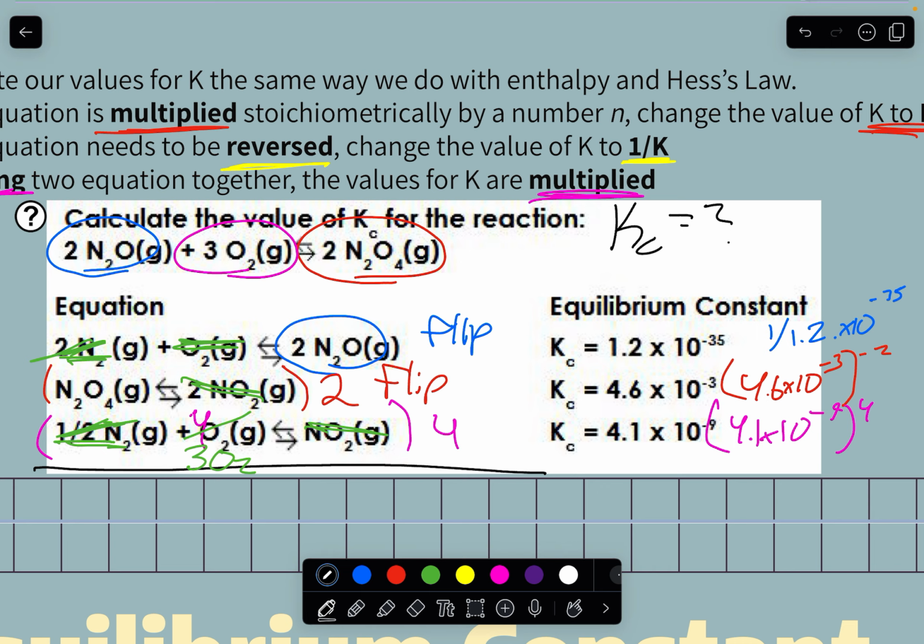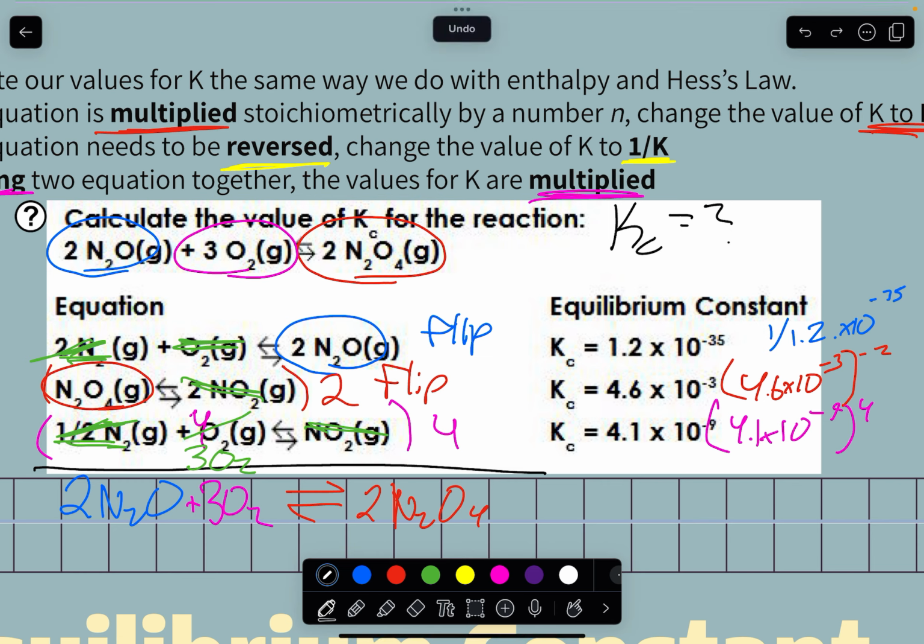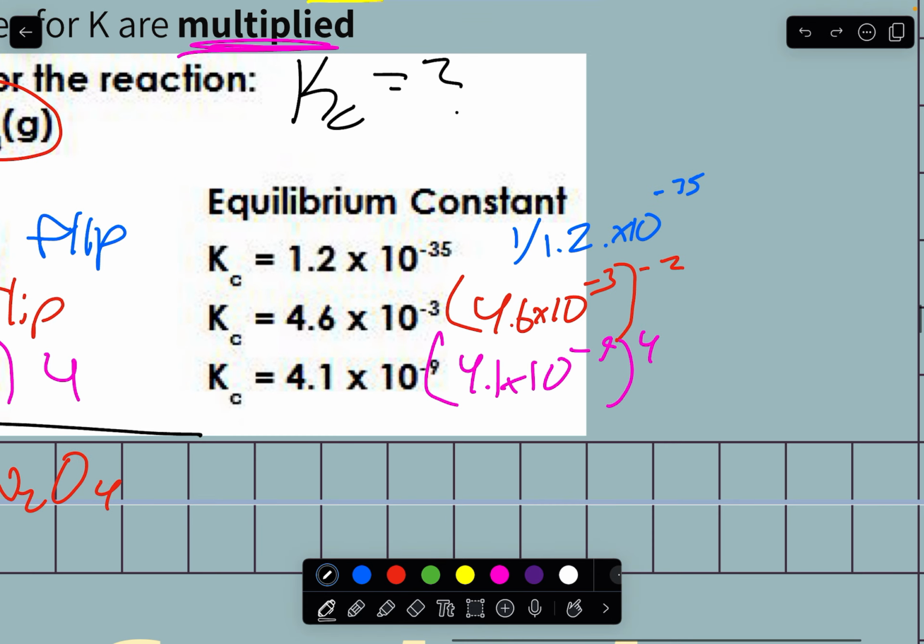Okay. So we're left with our 2 N2O because we flipped that. We had our 3 O2s left. And then we flipped the second reaction and multiplied by 2, so we have the 2 N2O4. All right. So that's the reason we make sure this matches at the end, because we can catch small mistakes like that. I just forgot to flip the middle reaction. All right. So since that matches, now we move on to our numbers.